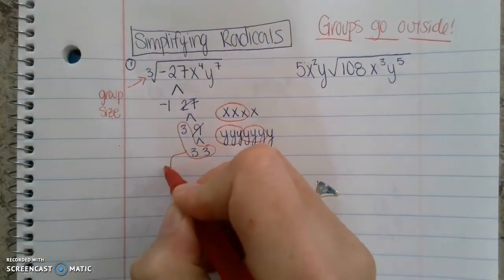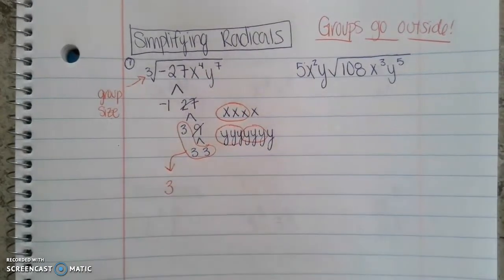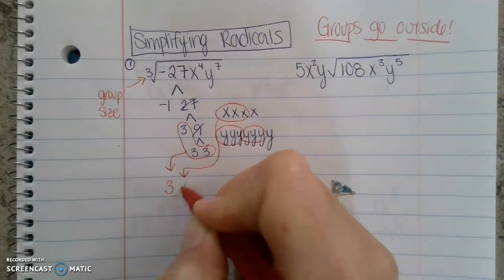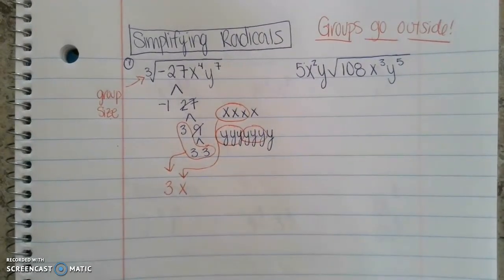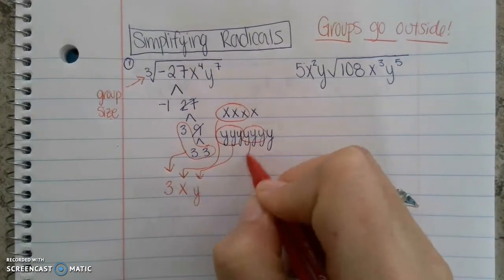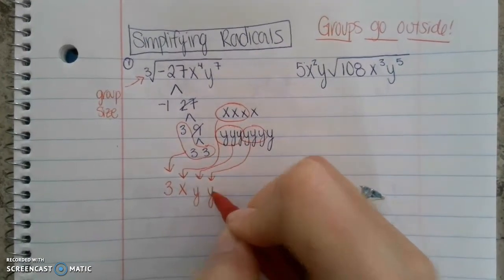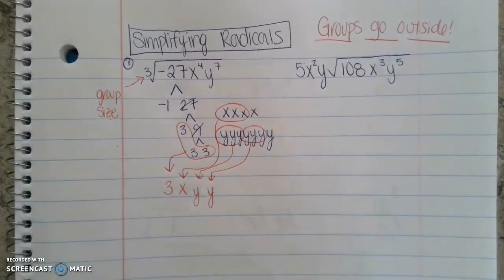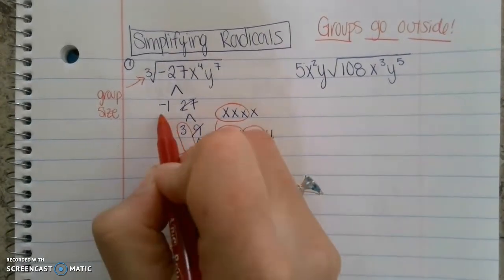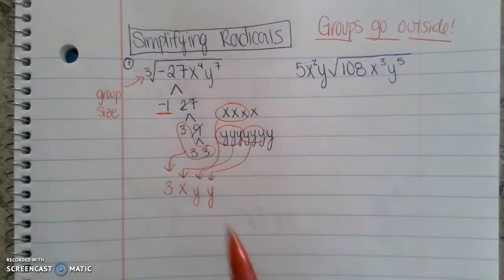So this group of 3s is going to go on the outside with us. My group of x's is going to go on the outside with us. And then both of these y's go on the outside with us. Okay. Now taking a look back at our trees, we want to look at anything that's left over, and we've got this -1 right here.